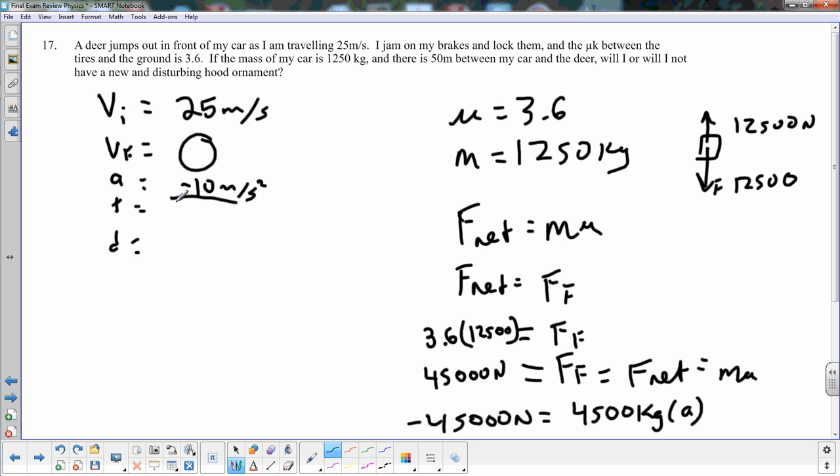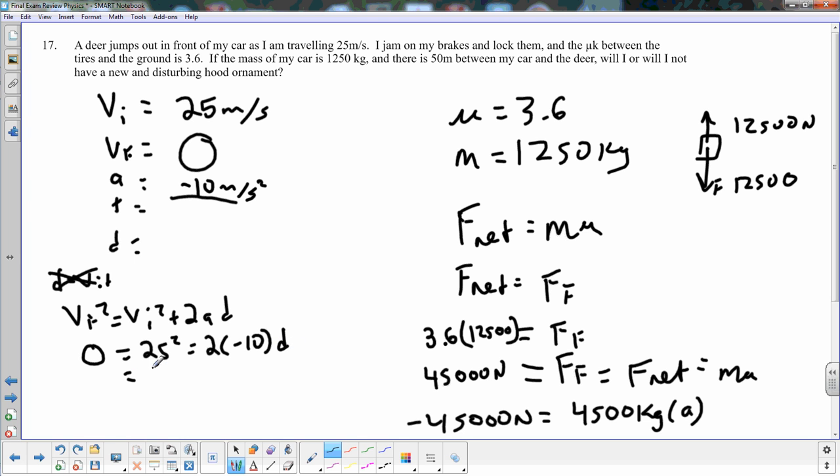So I hope that I'm stopping at 0. 0 equals 25 squared plus 2 times negative 10 times D. Solve for D. That equals 625 plus negative 20 D. So subtracting 625 from both sides, negative 625 equals negative 20 D. Divide both sides by negative 20. Your distance is going to equal 31 1/4.